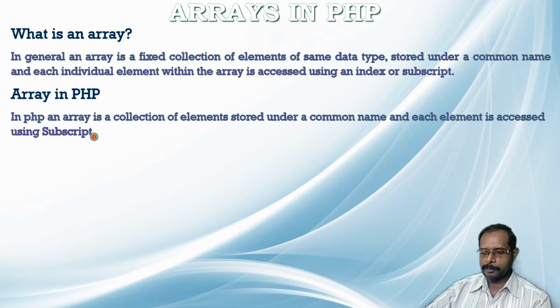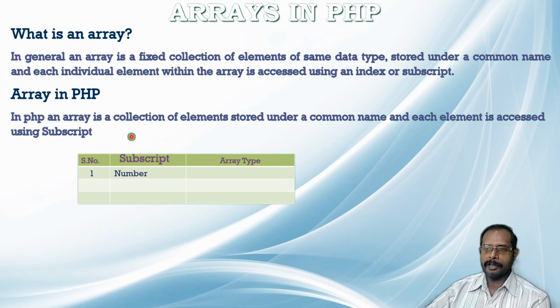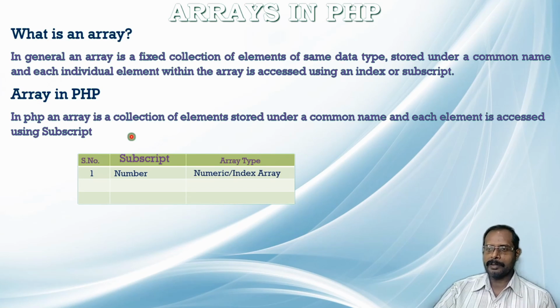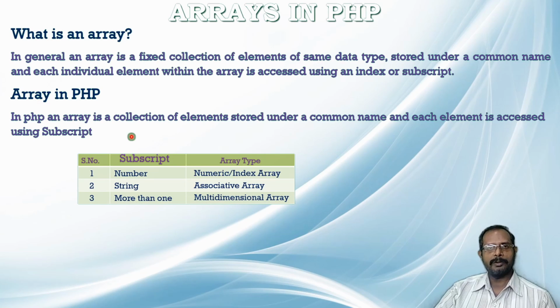Based on the type of the subscript, we can classify the arrays into three different types in PHP. If the subscript is a number, then the array type is numeric or indexed array. If the subscript is a string, then the array is said to be an associative array. If there is more than one subscript, then the array is a multidimensional array. So there are three types of arrays in PHP: numeric array, associative array, and multidimensional array.